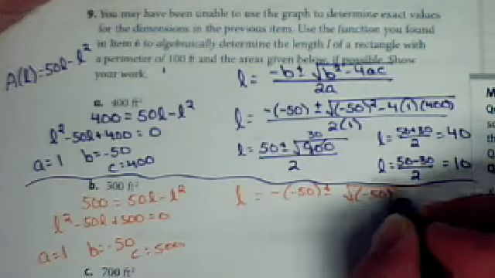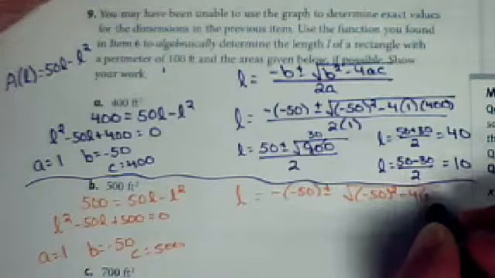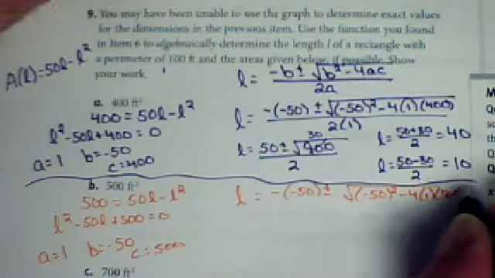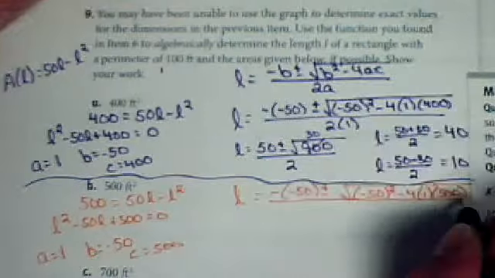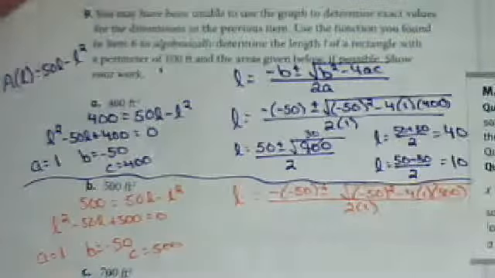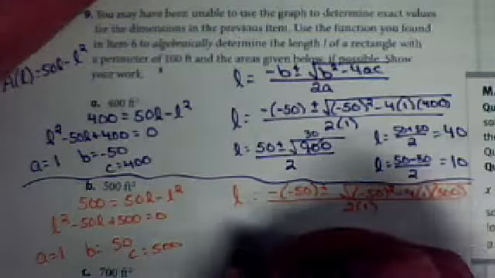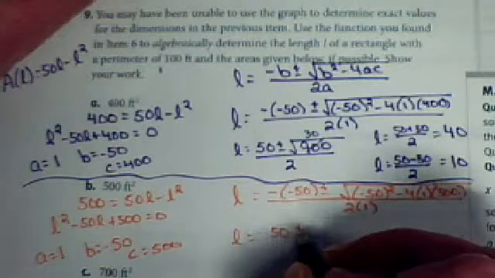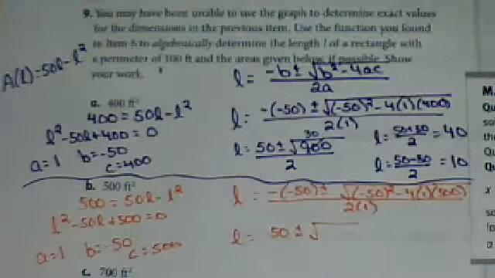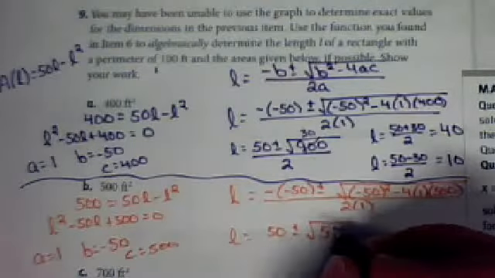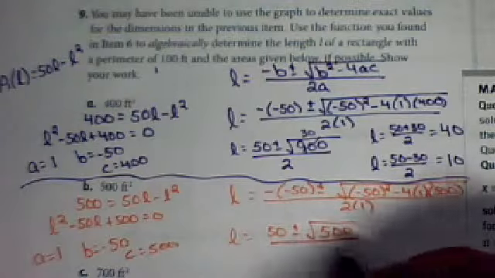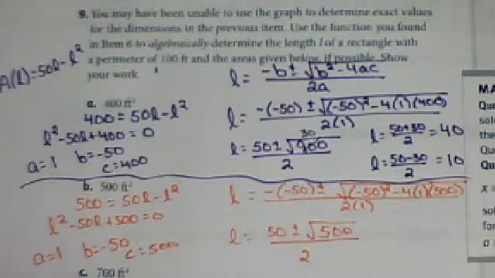B, again, is negative 50 squared minus 4 times A times C, all over 2 times A. Again, negative a negative 50 is going to give me a positive 50. Underneath the square root sign, negative 50 squared minus 4 times A times C, I get 500, which is not a perfect square, which is probably why we're not getting an exact answer on the graph.